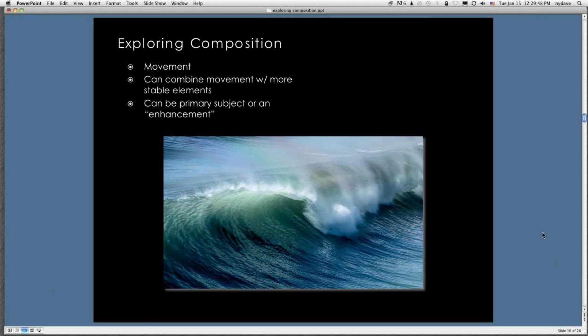Now, the use of movement. It can be part of a primary subject or an enhancement. The use of movement, I've got another example after this one, which is a classic. I included this one because I'm fascinated by the ocean, and how the ocean can show you stillness and movement all in one moment.